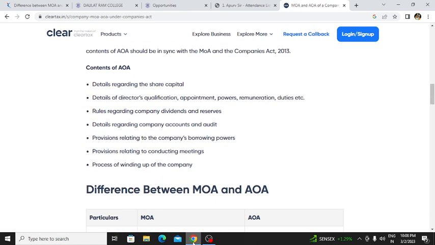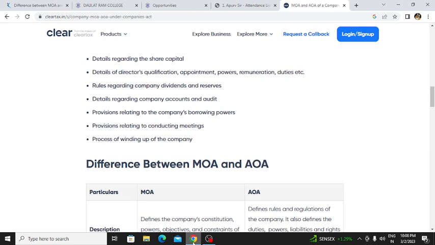So the content under the AOA is that relating to share capital, authorized, subscribed, etc., denomination and qualification of directors, appointment, power, remuneration, what is their duty, and rules regarding company dividend and how much dividend should be paid on the basis of what, and reserves on the basis of what, and out of which profit, right? Details regarding company accounts and audit, provisions relating to company borrowing powers. So all the provisions related to company borrowings and powers are also discussed here, and relating to conducting meetings.